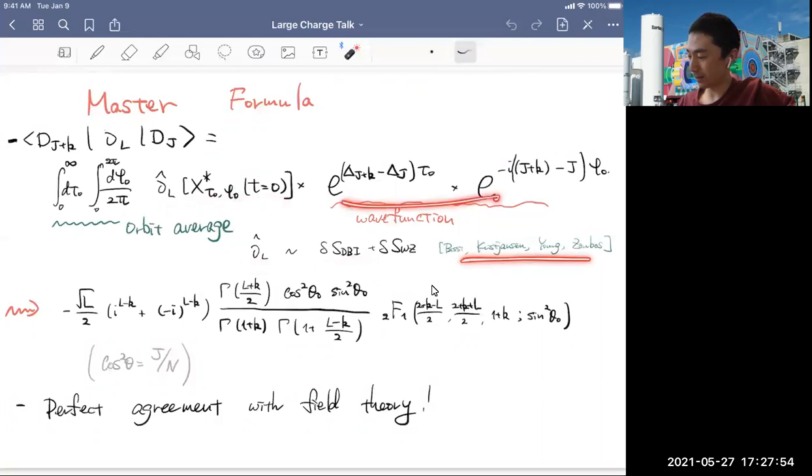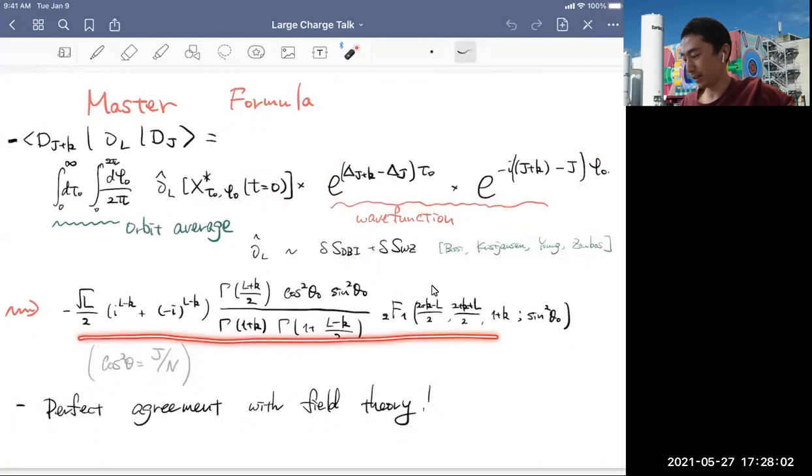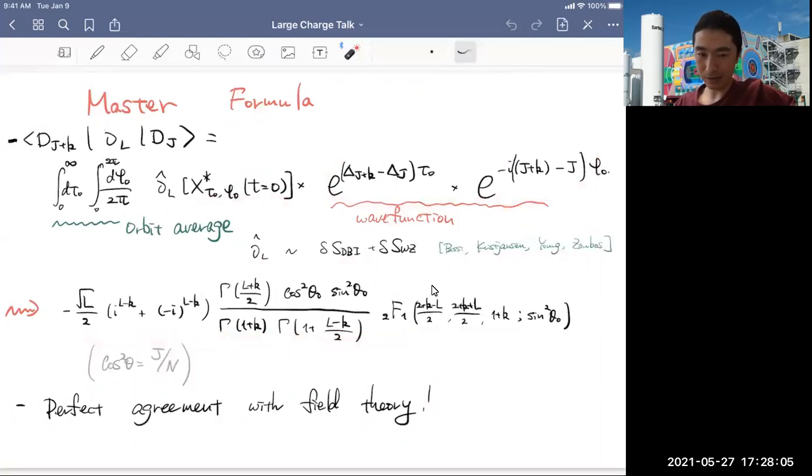And then on top of that, there are wave function contributions. If you just take this expression and integrate, you get this complicated looking hypergeometric function. Although it's complicated, nicely the result matches with field theory. The field theory computation is also a bit complicated because you need to deal with combinatorics, but you can basically reproduce this to F1.